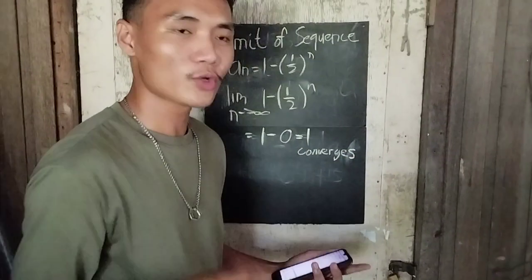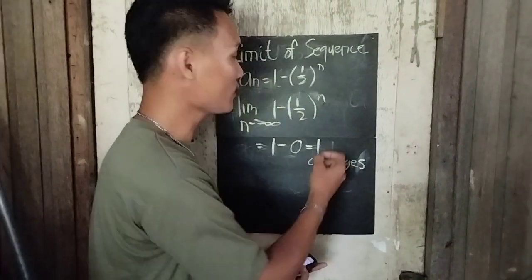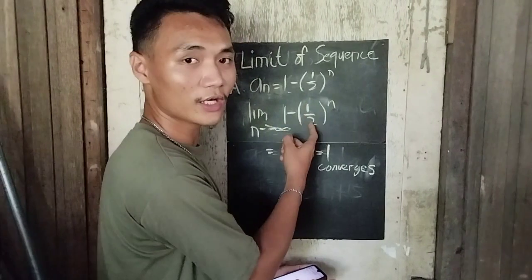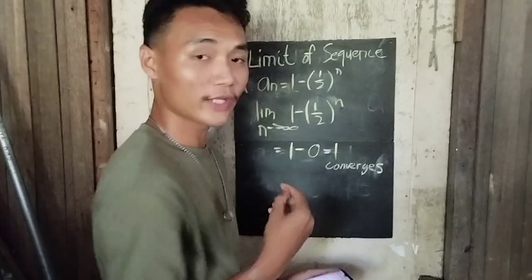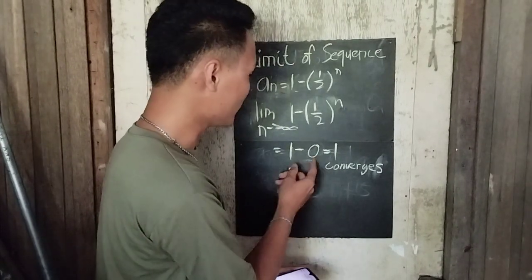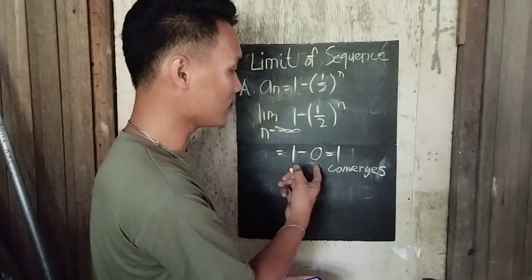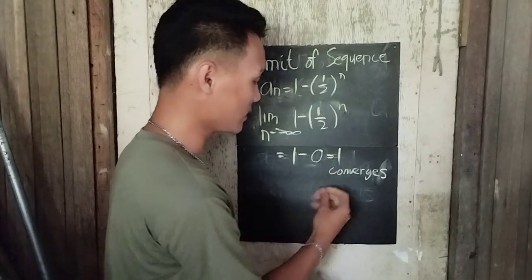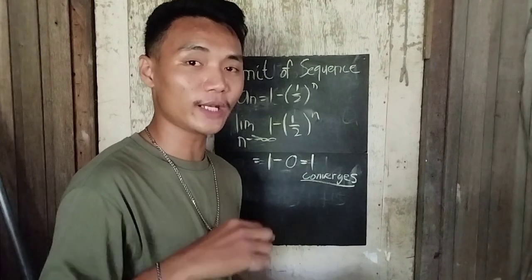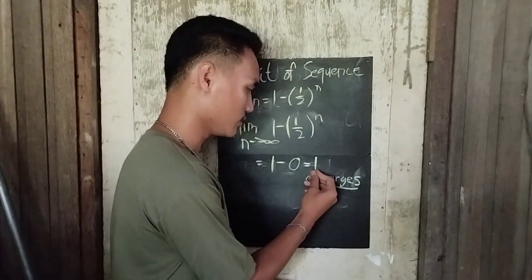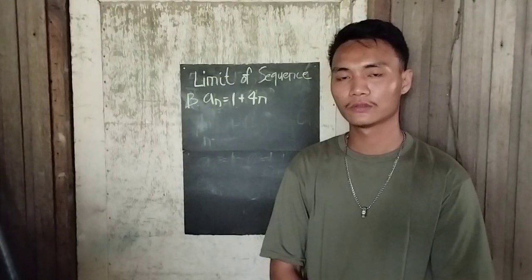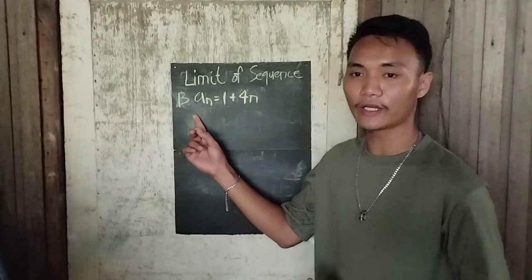Okay, so why does it converge? As n becomes larger, if you substitute it and try it on the calculator, it approaches 0. So 1 minus 0 is equal to 1. It means it converges, because it approaches a certain value, which is 1. Right? Alright.